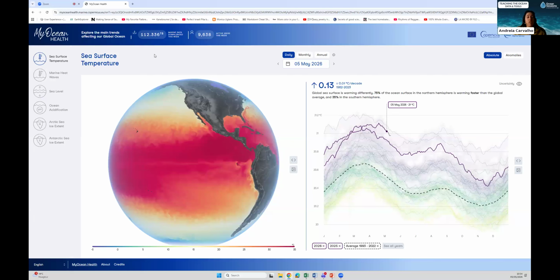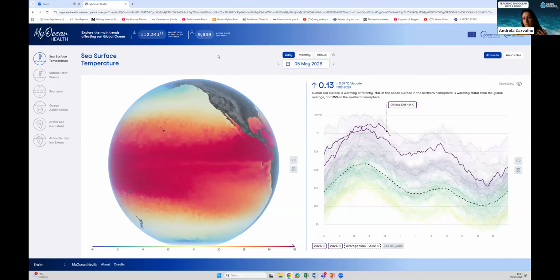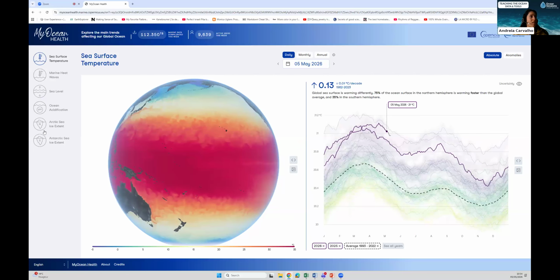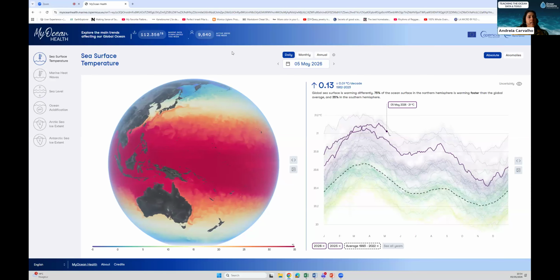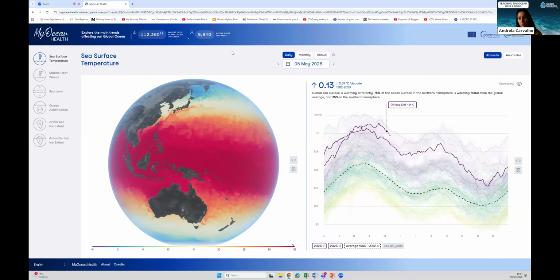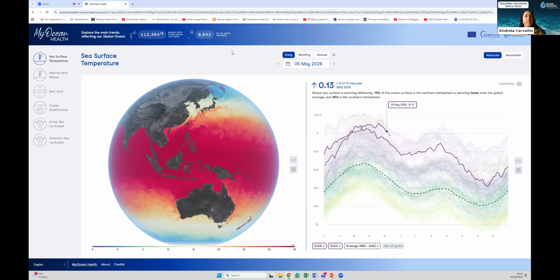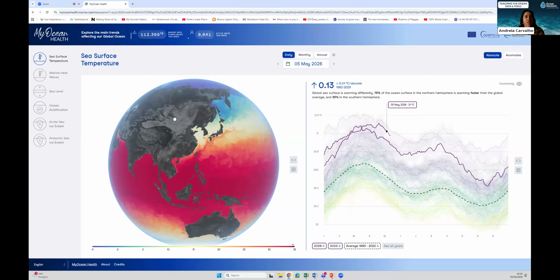It's a new interactive tool, and it's focusing on showing key ocean variables such as sea surface temperature, which is what you're seeing here, and others such as marine heat waves, sea level, pH, which is a representation of ocean acidification, and Arctic sea ice extent, for example. And so My Ocean Health, because these variables, when they are measured over a long period of time, they can give us an idea of the health of the ocean. And so the tool focuses on providing a vision on a globe.